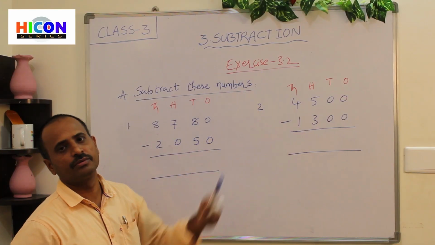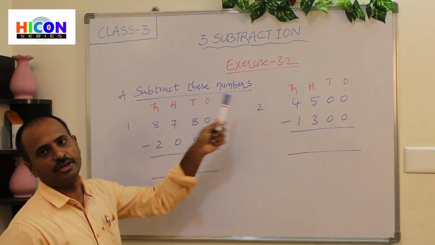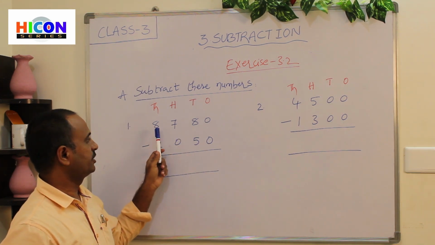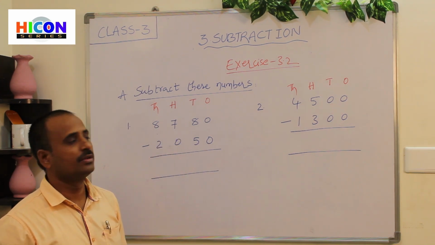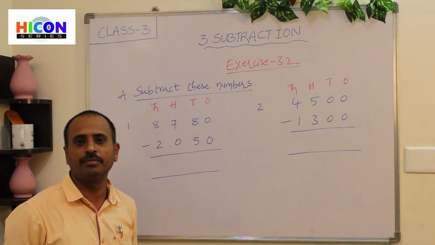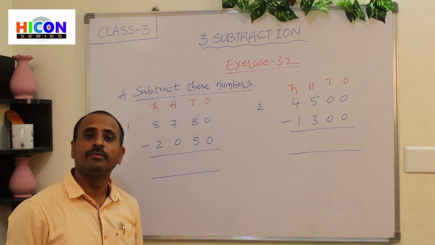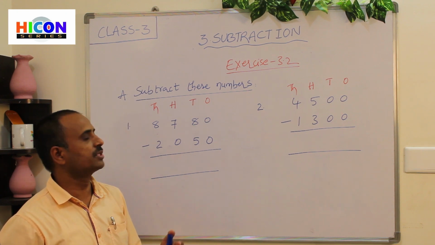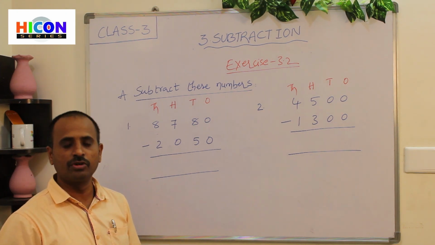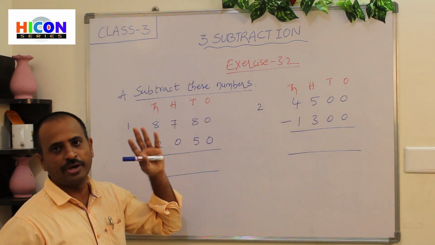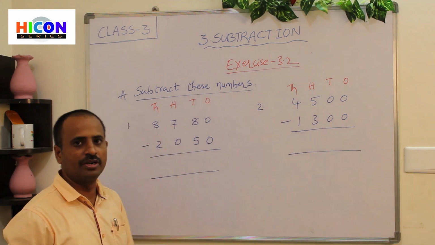Exercise 3.2. Subtract these numbers. So there are two problems. So subtraction of 4-digit numbers. So how can we subtract 4-digit numbers without regrouping? So already I have explained by taking an example how to subtract 4-digit numbers without regrouping. So let us practice two problems in exercise 3.2 on subtraction of 4-digit numbers.